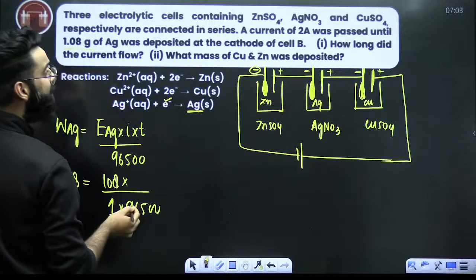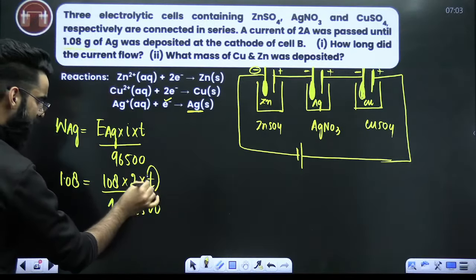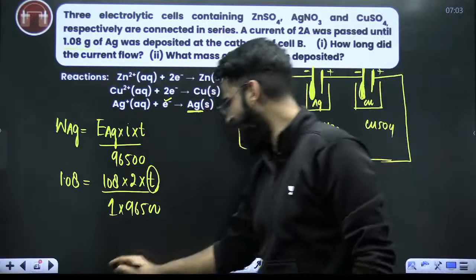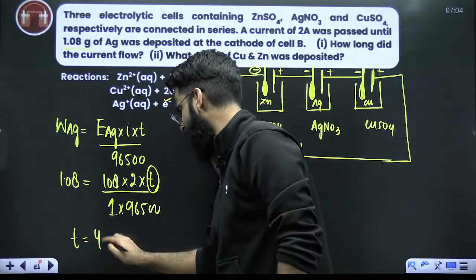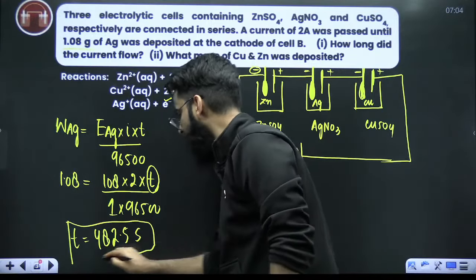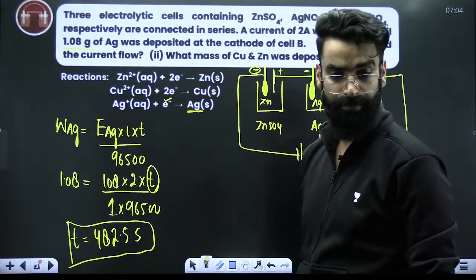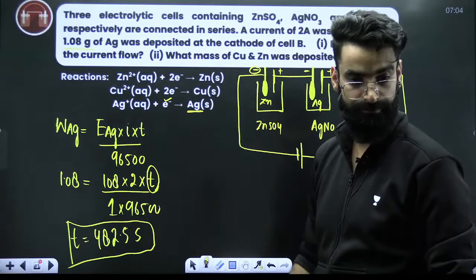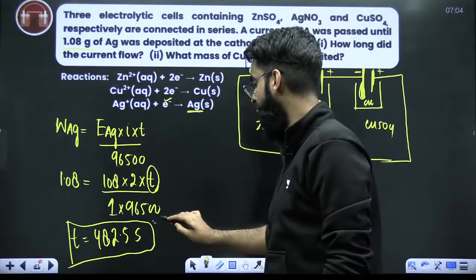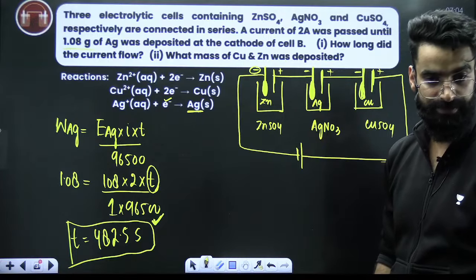Now I, current, is 2 amperes multiplied by time. So one equation, one unknown. Can't you calculate T from here? T can be calculated. And as far as I remember, T value will be 482.5 seconds. Right? So this is the time duration in which current has to flow. Right? In which the current has to go into the solutions. So the question was asking how long did the current flow? Current has flown this long, 482.5 seconds.